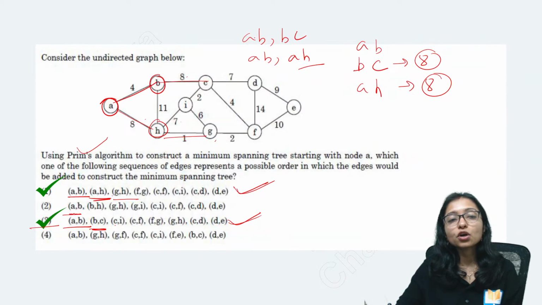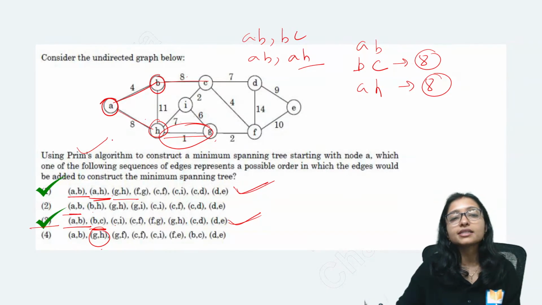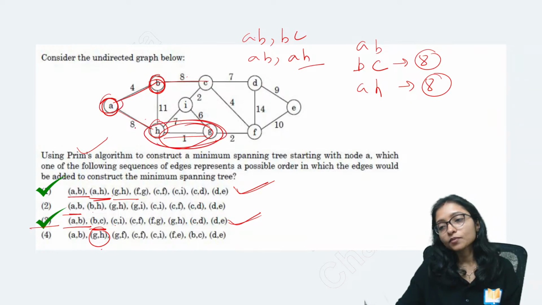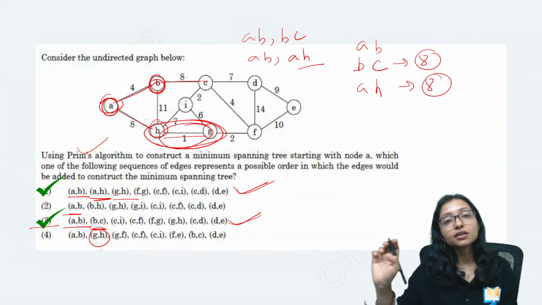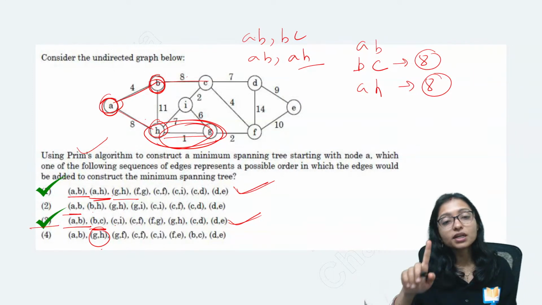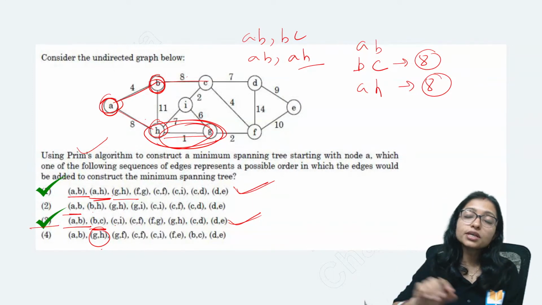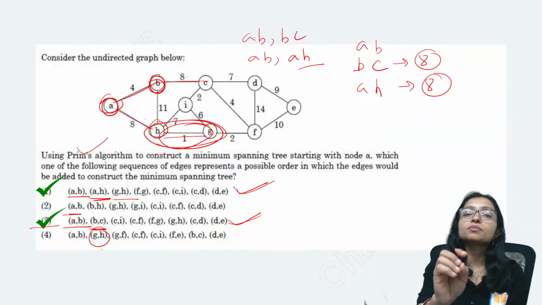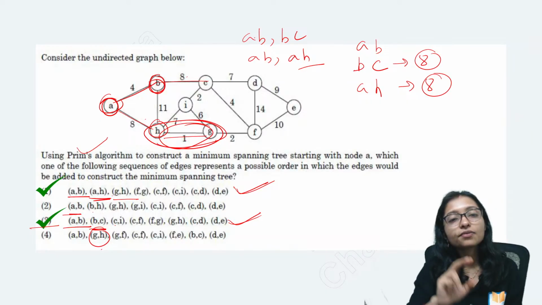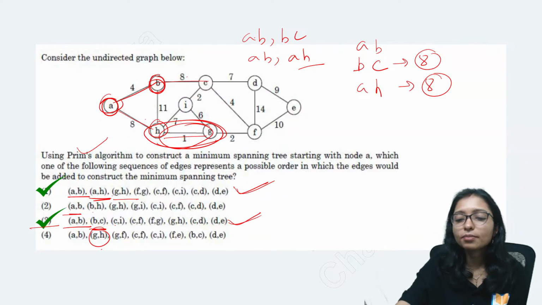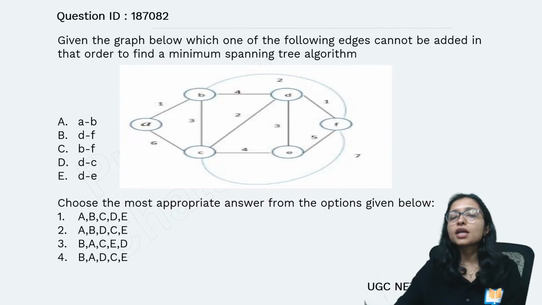This is not possible because after AB, you cannot take BG. You cannot take GH. You will tell me, ma'am, GH is 1. It is okay, GH is 1. But with A or B, GH is not connected. Prim's always takes those edges which are connected with the visited vertices. Out of them, whichever is minimum, I can take it. But in Kruskal's, out of the whole graph, whichever is minimum, I can take that one. That is the main difference between Prim's and Kruskal's. Must remember that. One more question I will ask you, as this is a very important area.